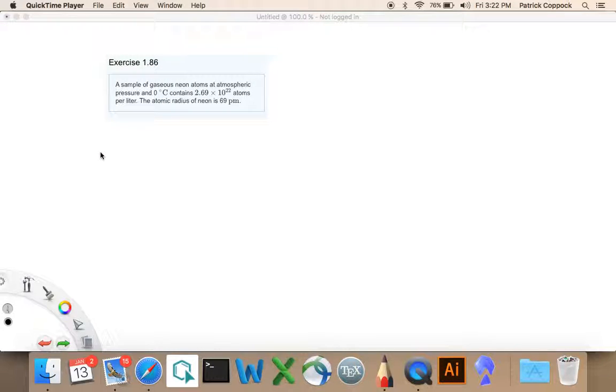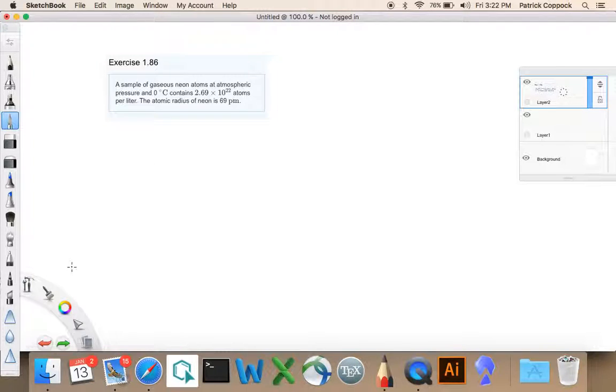Okay, exercise 1.86. This is for a student who's working on assignment 1.3. So it's exercise 1.86, as you can see. A sample of gaseous neon atoms at atmospheric pressure and 0 degrees centigrade. So pressure is equal to 1 atmosphere because that's what atmospheric pressure is, but I don't think that matters. And temperature is equal to 0 degrees centigrade. I don't think that matters either.